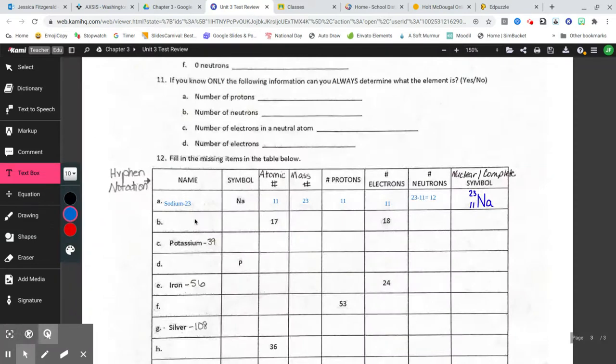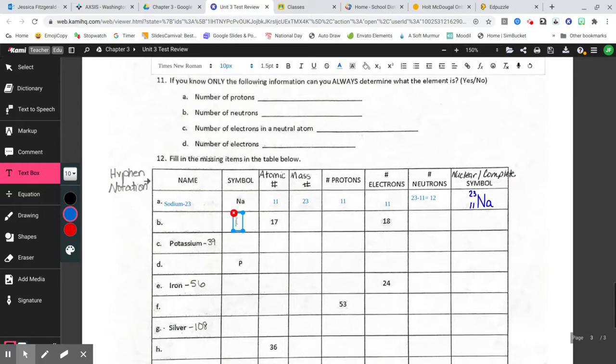Okay, so let's take a look at letter B. So with letter B, we're not given an element symbol. So we're going to have to go to our atomic number at this point to determine what the element is. So go to your periodic table and look up the element that has the atomic number 17, and that's chlorine. So we're going to write or type the element symbol, capital C, lowercase l. And I'm going to write the hyphenated names. So chlorine dash, and then the mass is going to follow it.